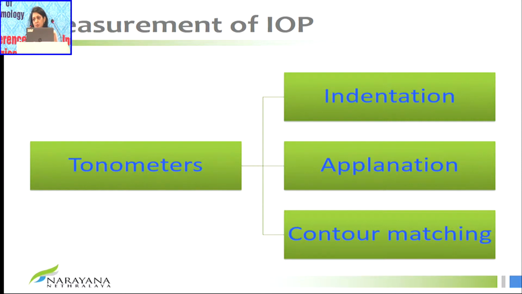Now coming to the measurement of intraocular pressures, the measurement is done by instruments called tonometers, and these are based on three principles: indentation, applanation, and contour matching. Indentation, prototype of which is Schiotz; applanation, prototype is the Goldmann; contour matching is the dynamic contour tonometer, the Pascal DCT. There are a large number of tonometers that are available, and I obviously can't be covering all of them. I'll focus mostly on the Goldmann tonometer, which is the most commonly used.